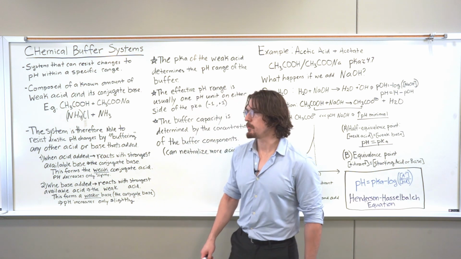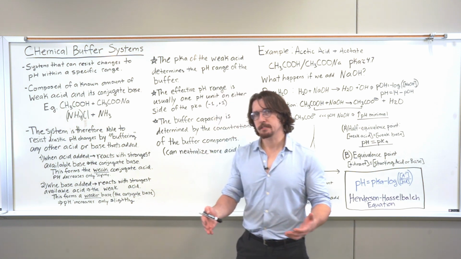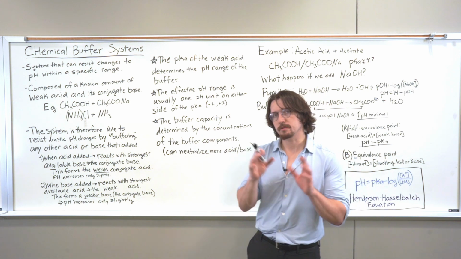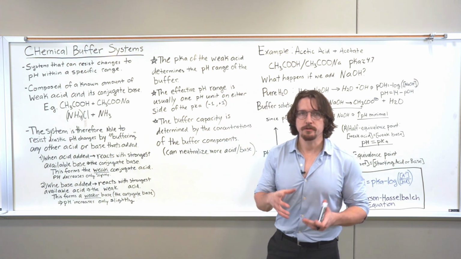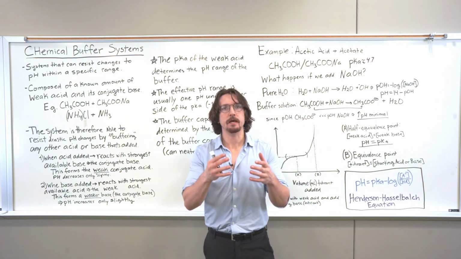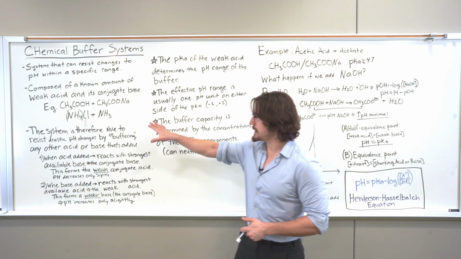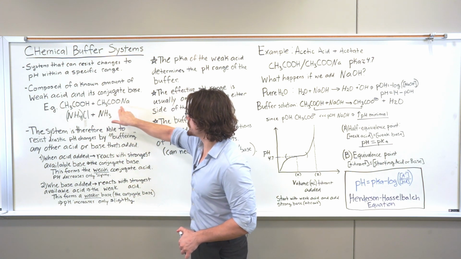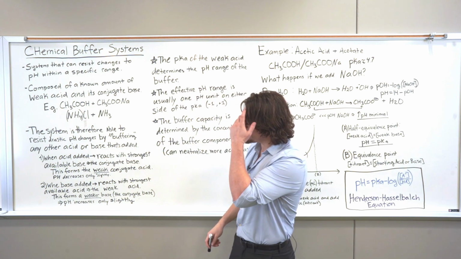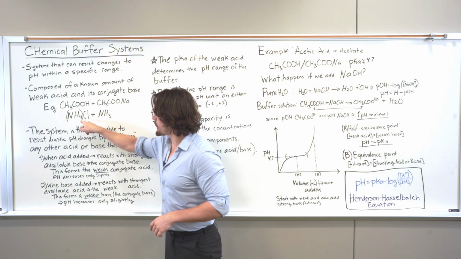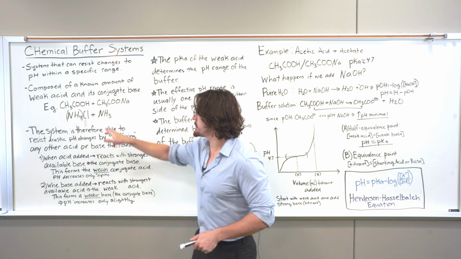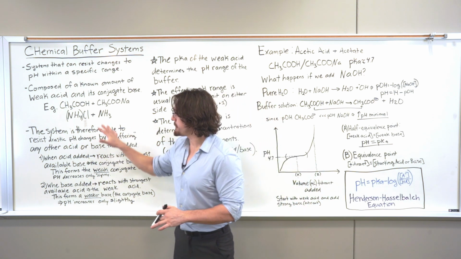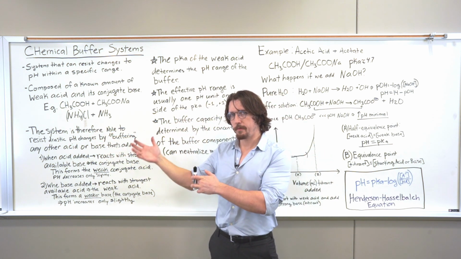Today we're going to be discussing chemical buffer systems. These are basically systems, usually solutions, that are able to resist changes to their pH within a specific range of pH values. And these are usually composed of some sort of weak acid with its conjugate base. For example, you can have acetic acid with its conjugate base in salt form, sodium acetate. Alternatively, you could also have ammonium chloride, which would be the acid form, with its conjugate base, ammonia.